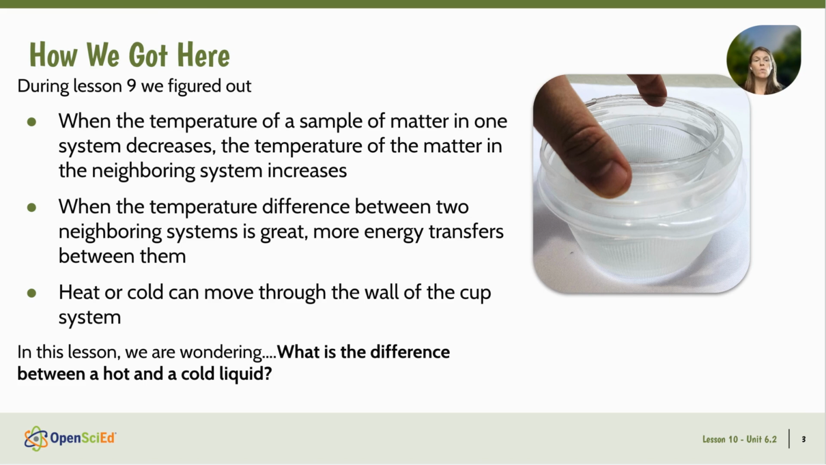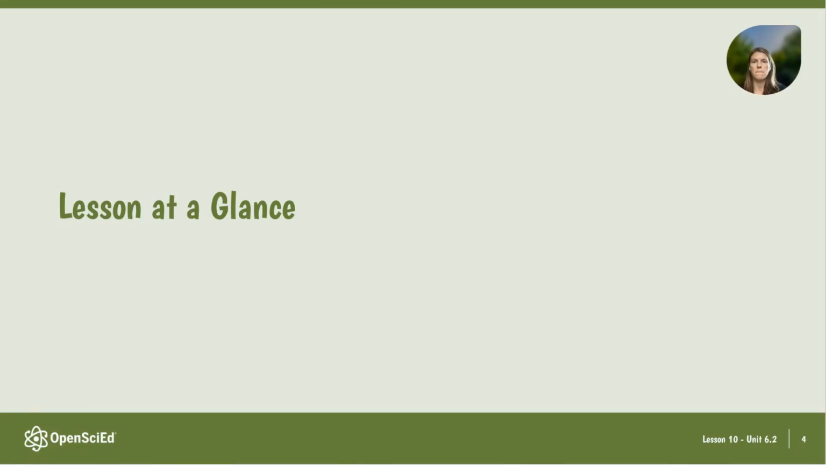In lesson 9, we had the water bath lab. And from the water bath lab, we figured out that when the temperature of a sample of matter in one system decreases, the temperature of the matter in the neighboring system increases. When the temperature difference between the two neighboring systems is great, more energy transfers between them, and hot or cold can move through the wall of the cup system. After all that, we are left wondering, what's the difference between a hot and a cold liquid? And that's what we will investigate in this lesson.